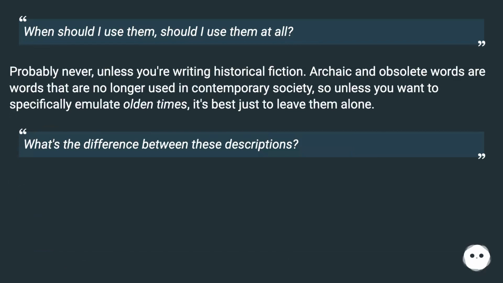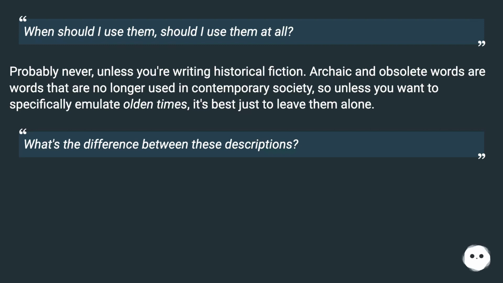When should I use them? Should I use them at all? Probably never, unless you're writing historical fiction. Archaic and obsolete words are words that are no longer used in contemporary society, so unless you want to specifically emulate olden times, it's best just to leave them alone.